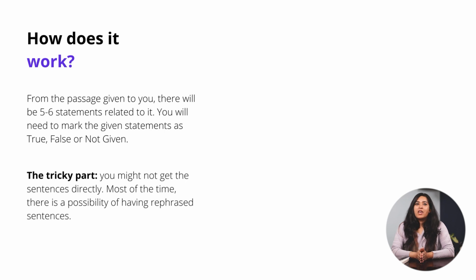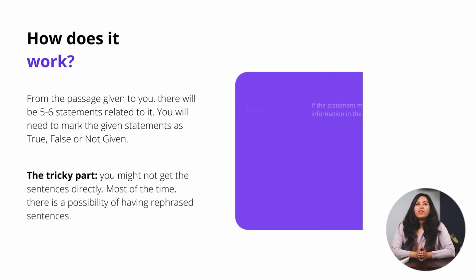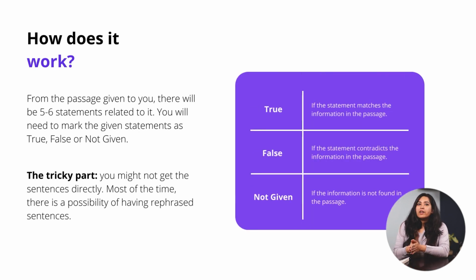The tricky part, you might not get the sentence directly. Most of the time, there is a possibility of having rephrased sentences or paraphrased sentences, as we looked at in the last lesson. If you'd like to brush up on your paraphrasing skills, you can check out the previous lesson. All right, moving on to what true, false, and or not given actually means in this scenario. It's also important to understand this so you won't get confused.